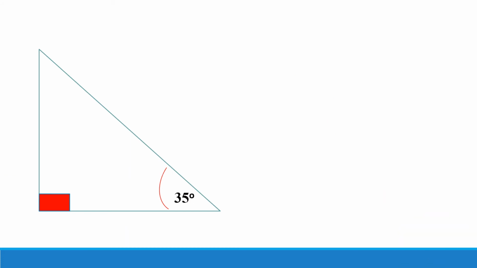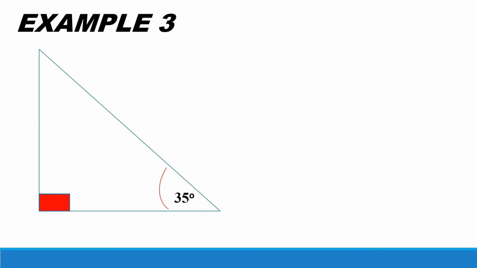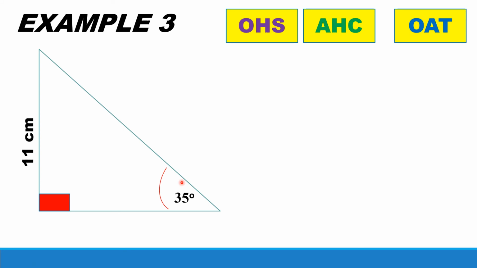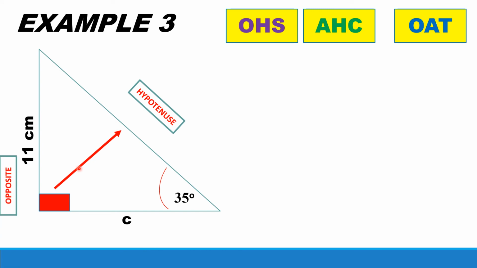Example 3. Here is our right angle triangle. We have the 90-degree angle. We have our theta, 35 degrees. Let's have our trigonometric ratios here as a guide. We're going to identify the sides of this right angle triangle. We have one side that is 11 centimeters and the other side is C. So let's label the right angle. The side that's right opposite is the hypotenuse. Then we have the opposite, right opposite theta, right opposite 35 degrees. And then we have the adjacent, right next to 35 degrees.